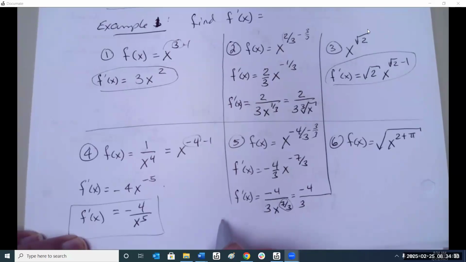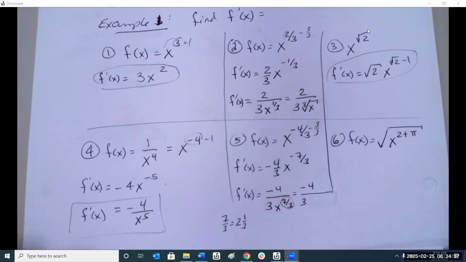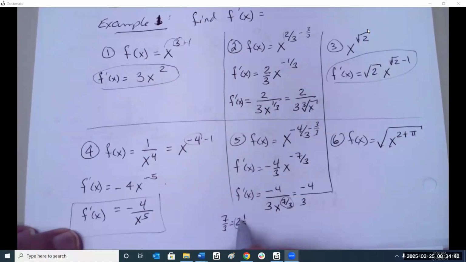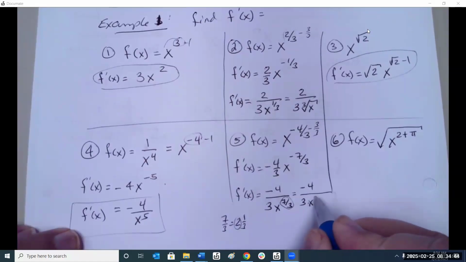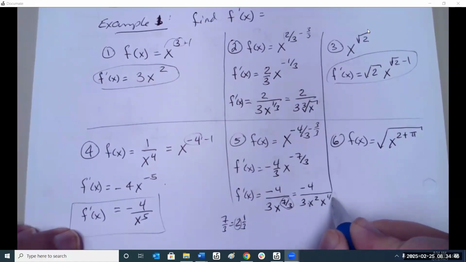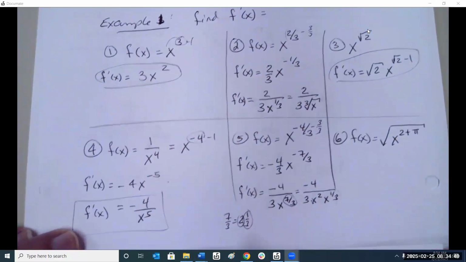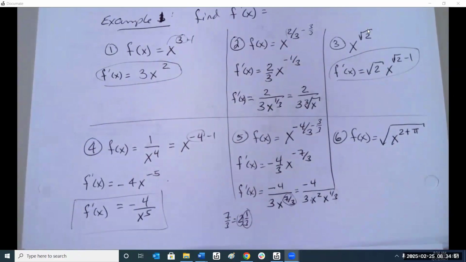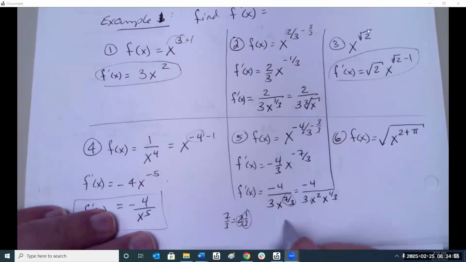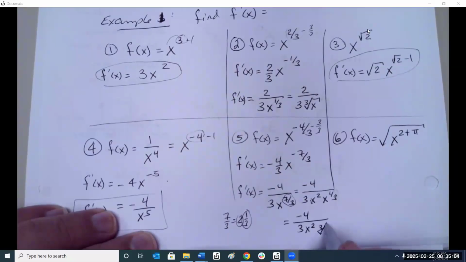Seven over 3 is the same thing as 2 and 1/3. So that means it's x squared and x to the power 1/3, using the rules of exponents. Which means my final answer is negative 4 over 3 x squared times the cube root of x.